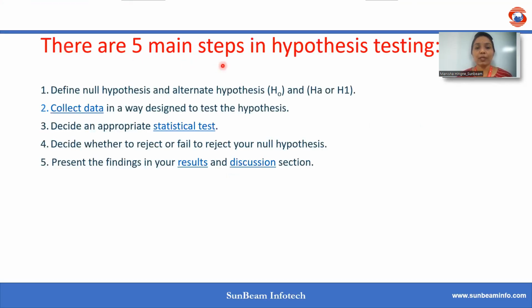So there are 5 main steps in hypothesis testing. First, you need to define the null hypothesis and the alternate hypothesis. These are the two types of hypothesis. So you need to define them by using that assumption statement.